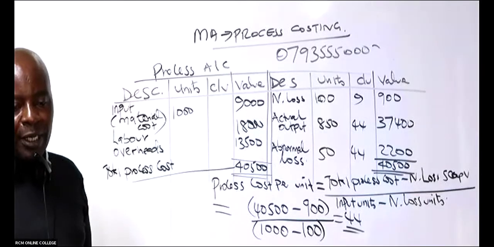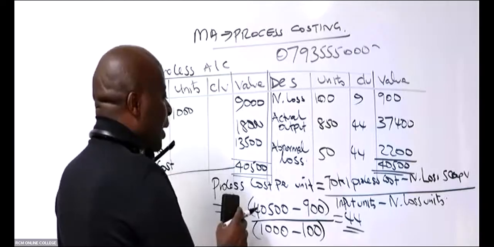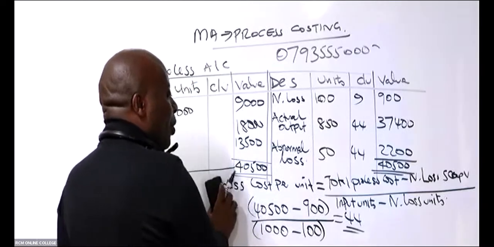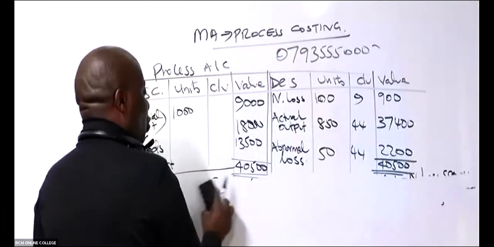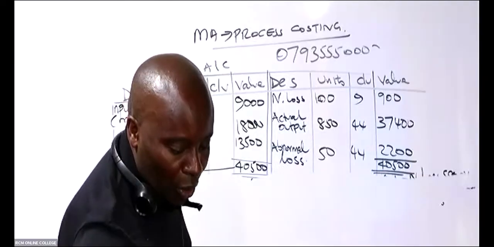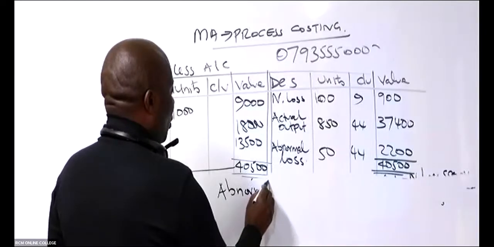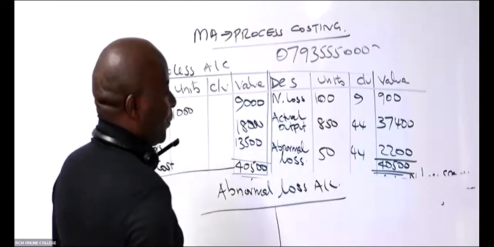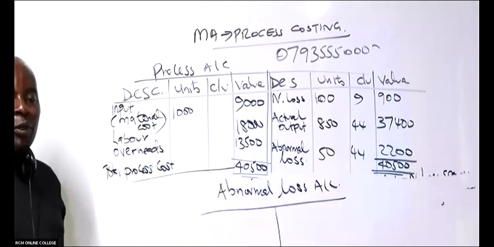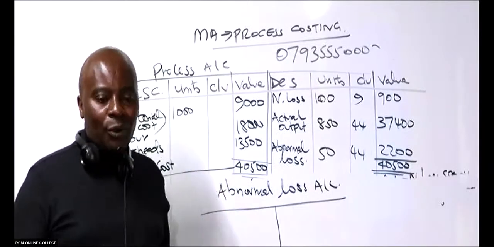Is that okay, ladies and gentlemen? Great, thank you so much. And then please, the examiner will always ask you to do an abnormal loss account. This abnormal loss account is a very, very simple account. It's basically a losses account.